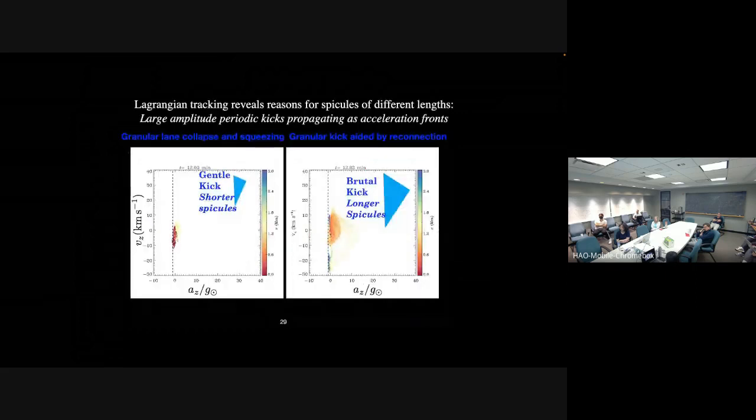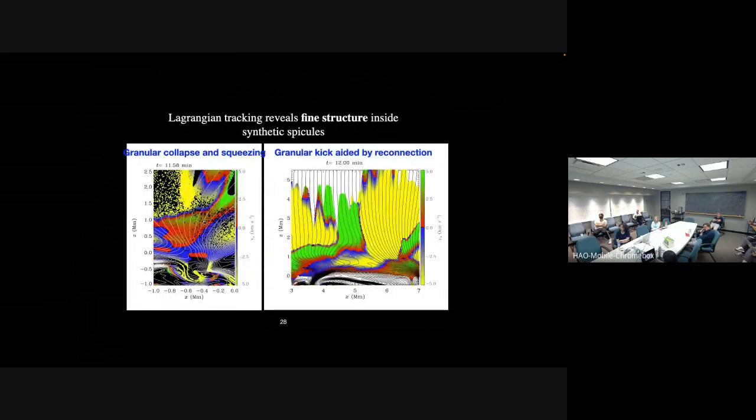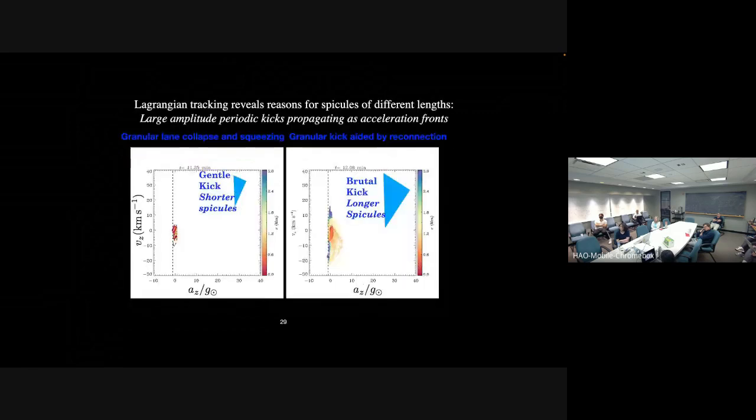So now we have the velocity and the acceleration from these tracer particles, and we just make a phase space plot of the vertical velocity versus vertical acceleration. This is for the intergranular lane, the granular lane collapse and squeezing. And on the right hand side, we have this granular breathing, which is essentially kicking the plasma. So here you see the sawtooth kind of a form, which is also known from the simulations by the Oslo group. But here we see that just above the granule, the kick is really brutal.